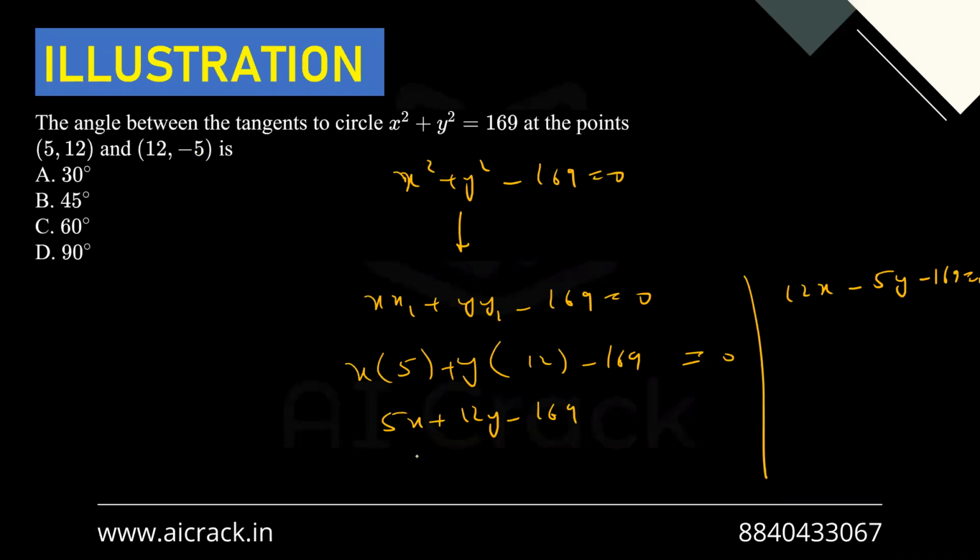Now you can clearly see that over here m1, basically the slope of this line, equals minus coefficient of x divided by coefficient of y. Over here m2, the slope of this equation, is minus coefficient of x divided by coefficient of y, that is 12 by 5. If we take the product of these two, we get minus 1. So if m1 m2 equals minus 1, then the angle should be 90 degrees. So D is the correct answer.